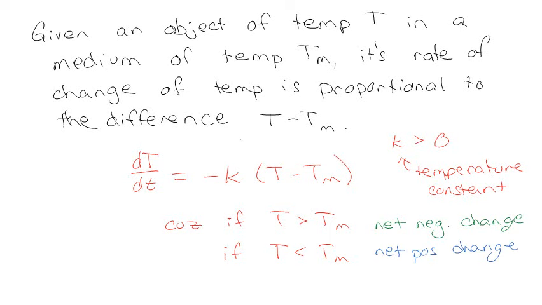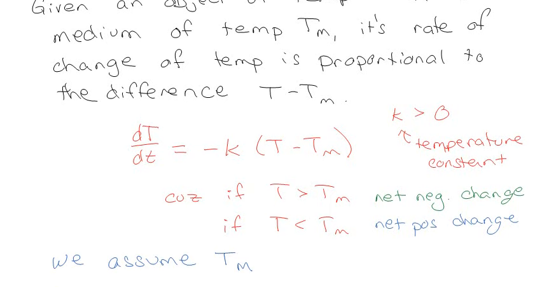We also assume that the temperature of the medium is constant, which really isn't true because if I put an ice cube outside in Texas, it's somehow changing the environment because it's dissipating cold into the world, but not really. So we're just assuming it's constant. It'll be fine. So there you go.